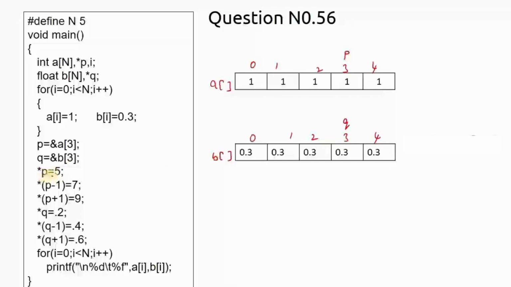Now you are assigning pointer p equals 5. So that means you are assigning the value 5, that means in this location you are changing this value to 5. Very simple one.